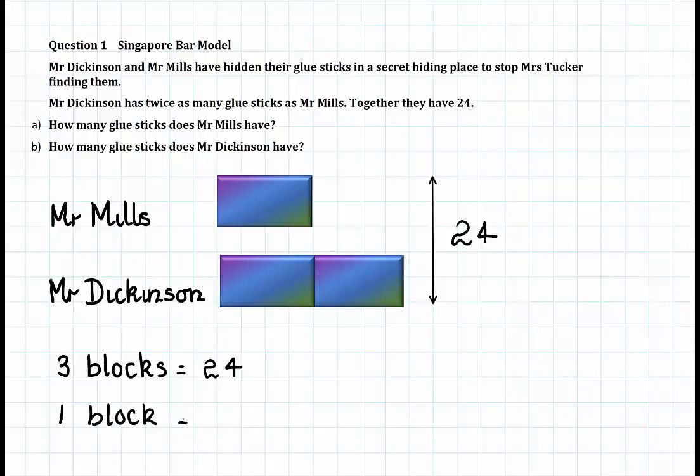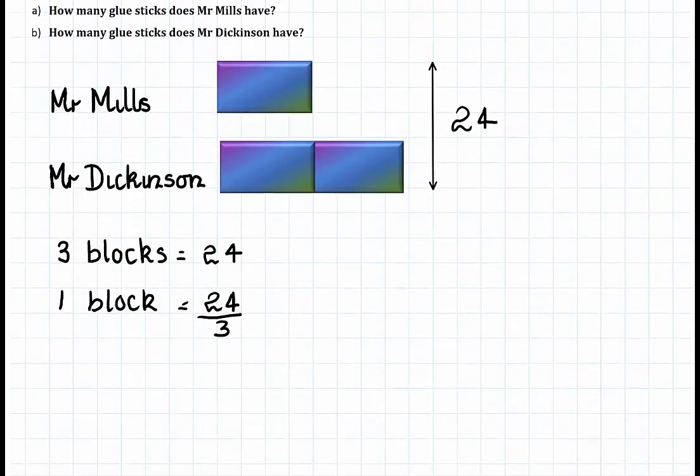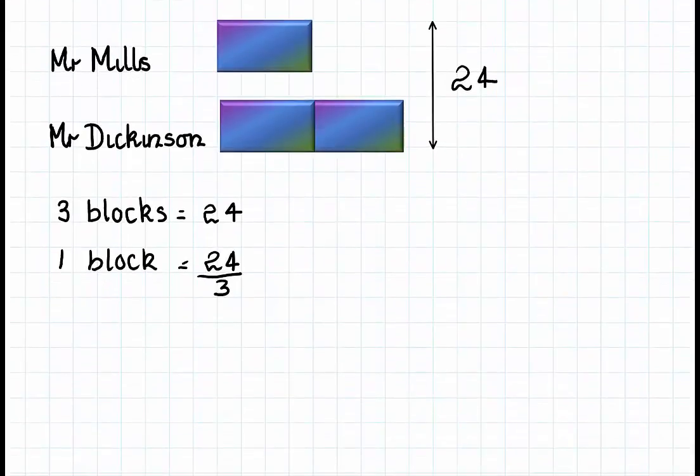will equal 24 divided by 3. There's 3 blocks, so in order to get one block we have to divide by 3. So 3 goes into 3 once, 3 goes into 24 8 times. So one block equals 8. Or we can say B for a block, B equals 8. One block equals 8. And highlight that.